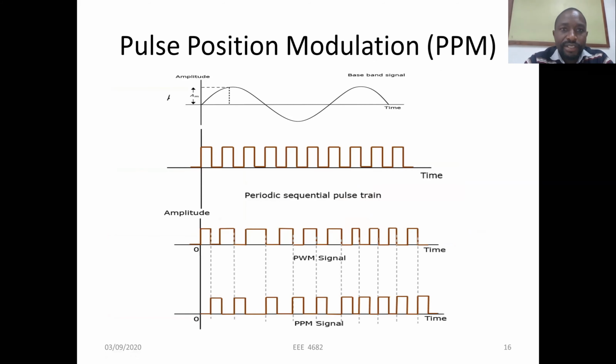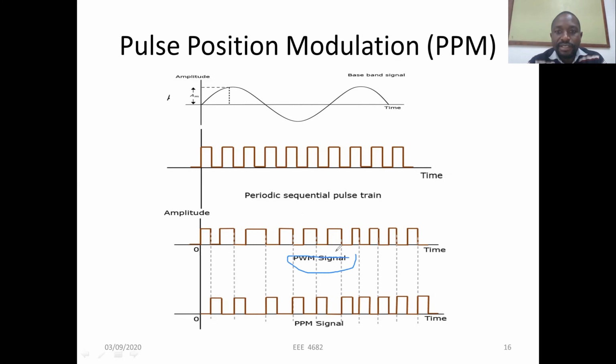And the waveform here illustrates the pulse position modulation. As you can see, when you combine the modulating signal, which is given by the first waveform, with the carrier, which is the second waveform from the top, what you get is basically the pulse width modulation, which is this one here.